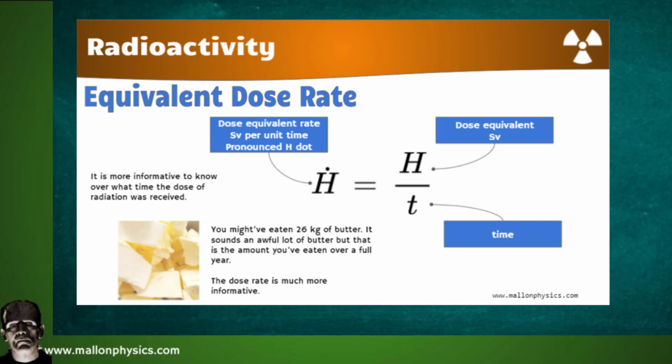So when we state the dose equivalents of some radiation being absorbed by a person, it is better to know the rate of the absorption, how long the absorption took place over. And we can show that by that equation there. H with a dot above it represents the dose equivalent rate, and it's pronounced H dot, and it's usually sieverts per unit time. It could be sieverts per second, sieverts per year, or sieverts per hour. So H dot, the dose equivalent rate, is equal to the dose equivalent measured in sieverts divided by the time in which the dose equivalent took place.